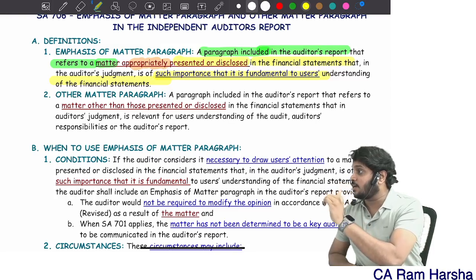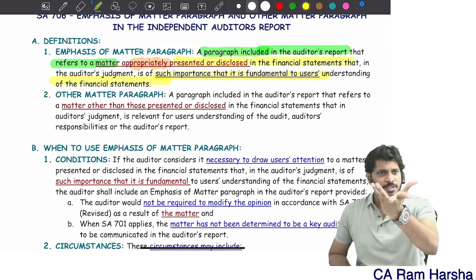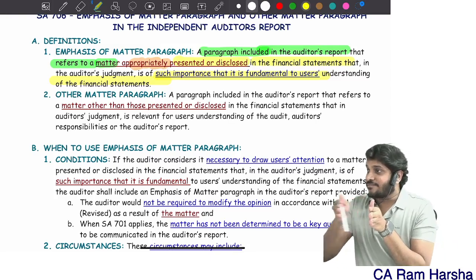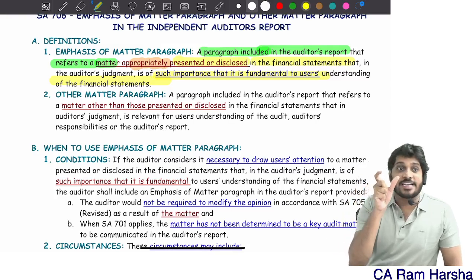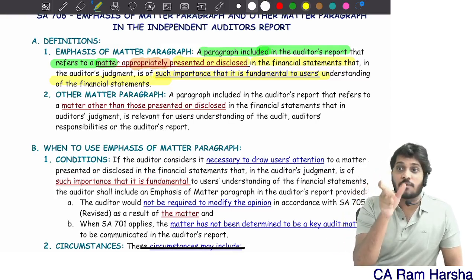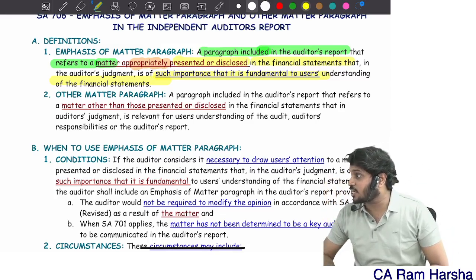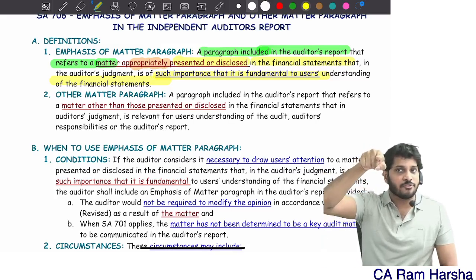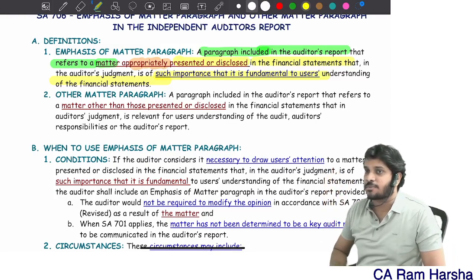What can I do? Highlight it. If you want attention on that, highlight it. Highlight means what? Emphasize it. That is called an emphasis of matter paragraph. So it's a paragraph in which we draw the attention of the users of the financial statements to a matter presented or disclosed in the financials, which in the auditor's judgment is important for users' fundamental understanding of the financial statements. That's an emphasis of matter paragraph.